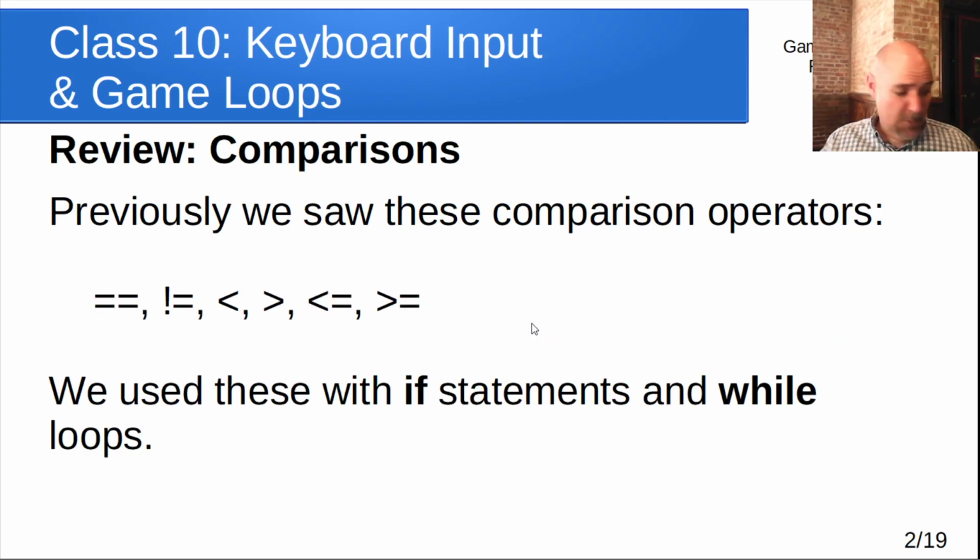All right, so quick review. We did comparisons previously, and we saw those comparison operators that are listed down there. Equal, not equal, less than, greater than, less than or equal to, greater than or equal to. And we use those inside of if statements to say, for example, if health less than or equal to 0, then game over. Or while i is less than 10, do something, and then i plus equal 1. And so we use the comparisons with both if statements and while loops.